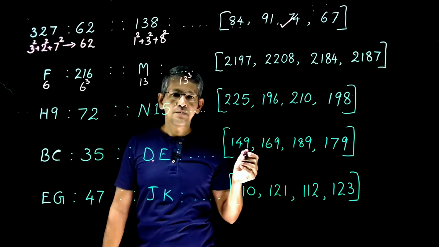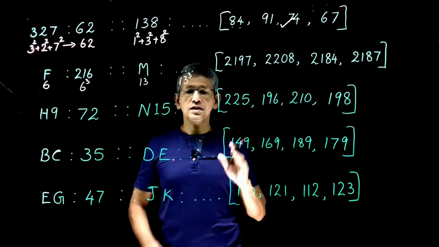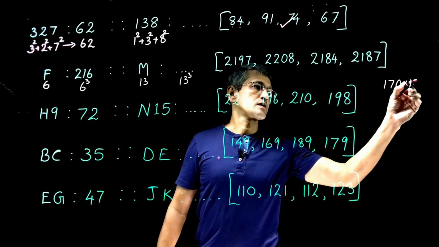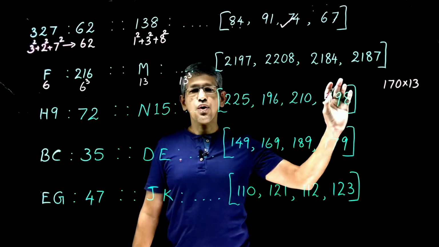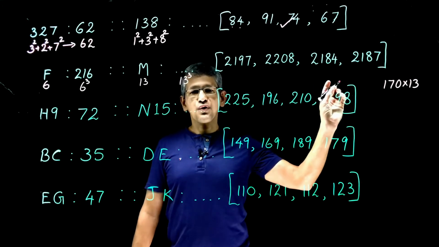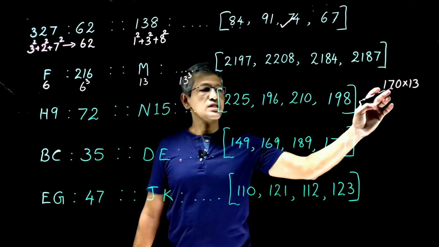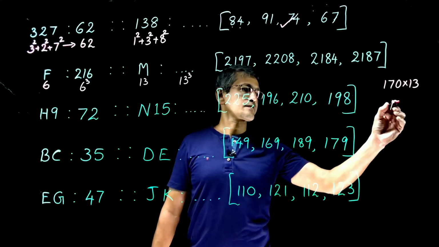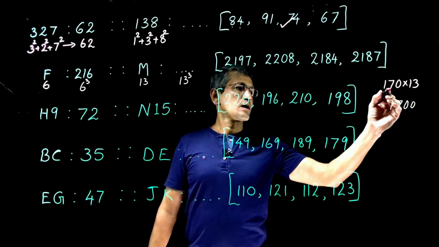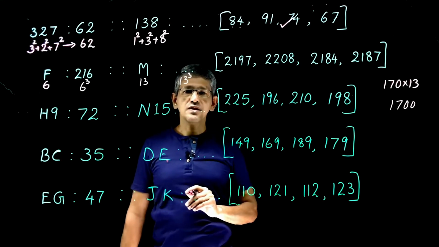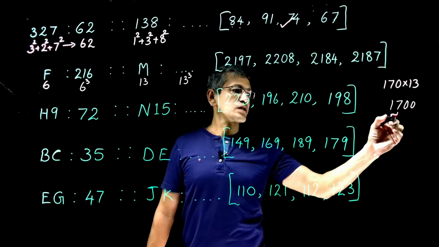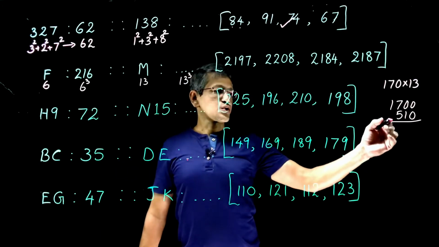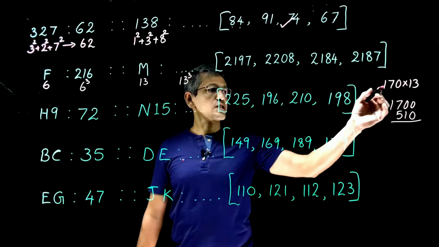What is the cube of 13? 13 square is 169, into 13. 169, you take it as 170 for the convenience of calculation. 170 into 13. So 170 into 10 first, 1700. And the balance is 170 into 3. 17 into 3 is 51, so 170 into 3 is 510. When you add it up, what do you get? 2210. 2210 is 170 into 13.